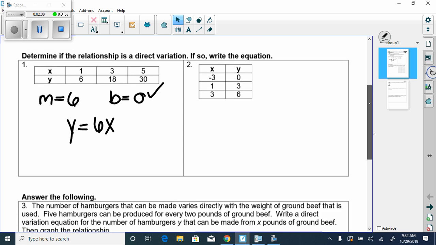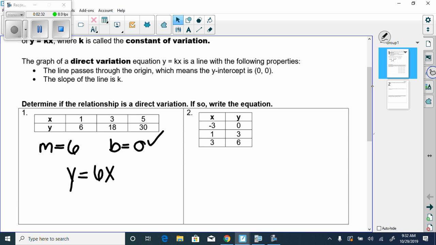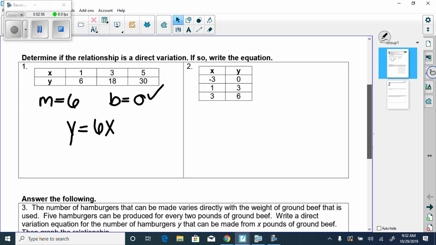And if you look up here, it says the graph of a direct variation equation y equals k times x is a line with the following properties. It passes through the origin, which means it didn't shift up or down, which is what we had here, right? And the slope of the line is k, some constant value. So this will increase by 6 every time. So we'll be going up 6 over 1, up 6 over 1 every time we plot a point. Okay? All right.